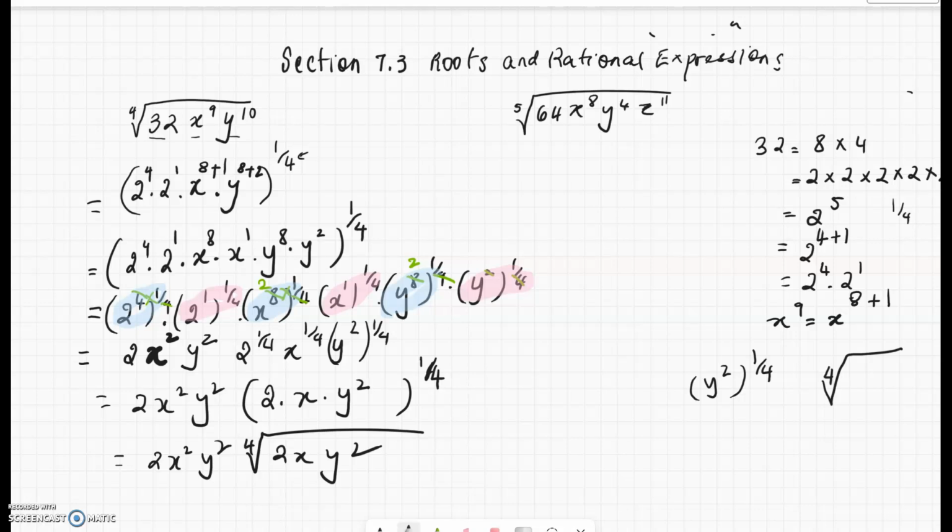Any fourth power inside, we brought it out. There was 2 to the 4th power that became a 2, x to the 8th power became an x squared, y to the 8th power became a y squared, and the rest still sits inside the 4th root.